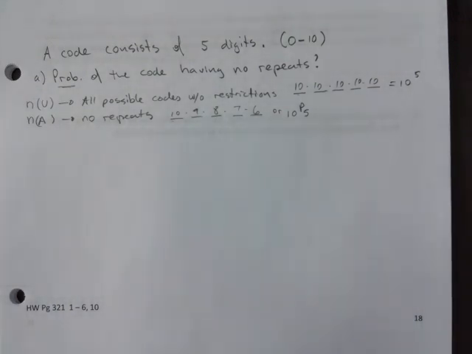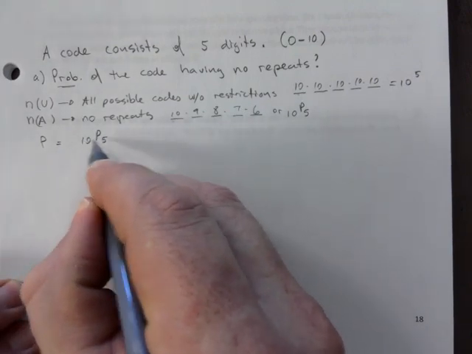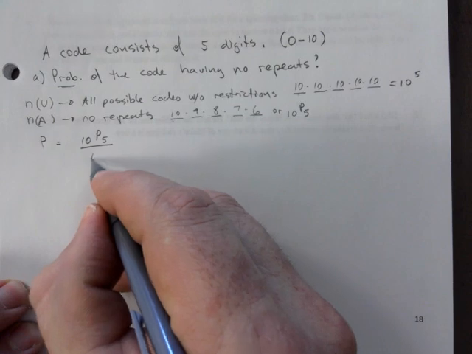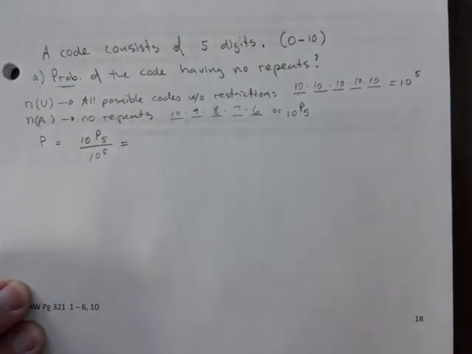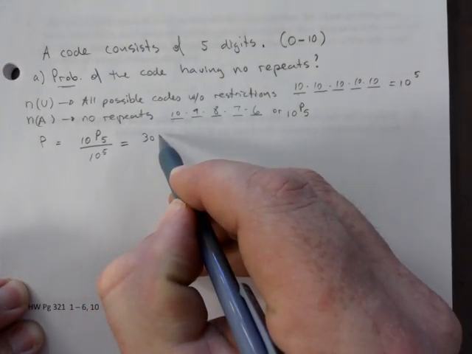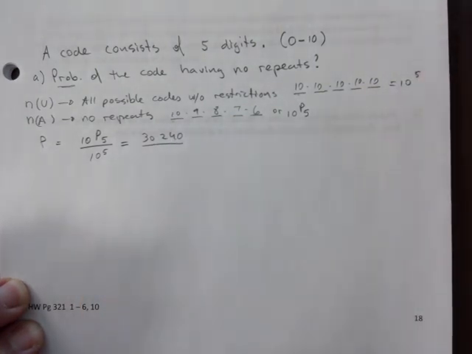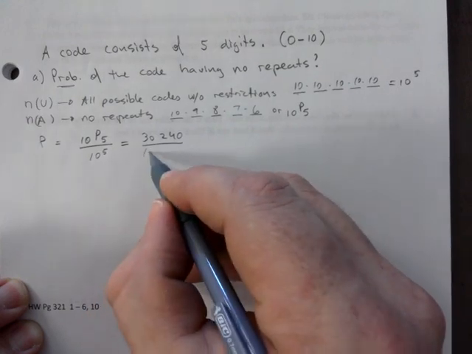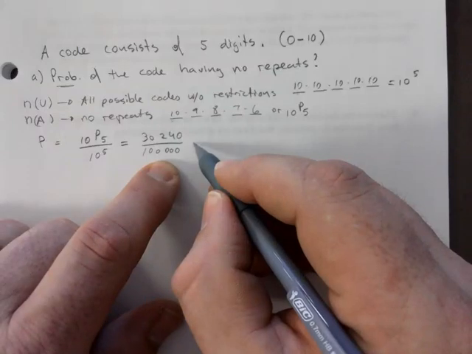Okay. So here we go. Probability would be 10 pick 5 over 10 to the power of 5. And I just made this up, so I need to quickly calculate this before you catch up to me. So that'd be 30,240. And this would be 5 zeros, right? And so this does make sense.